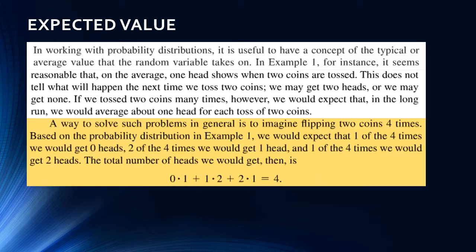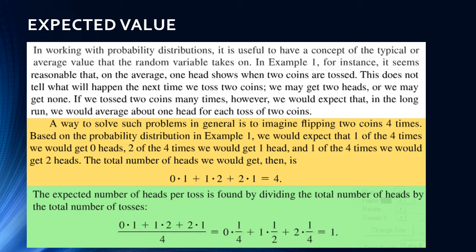A way to solve such problems in general is to imagine flipping 2 coins 4 times. Based on the probability distribution in example 1, we would expect that 1 of the 4 times we would get 0 heads, 2 of the 4 times we would get 1 head, and 1 of the 4 times we would get 2 heads. The total number of heads we would get then is 0 times 1 plus 1 times 2 plus 2 times 1, which equals 4.